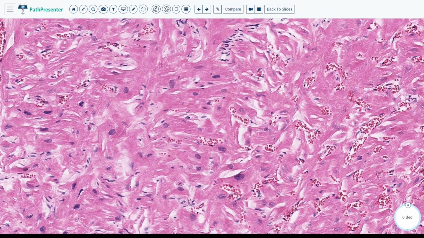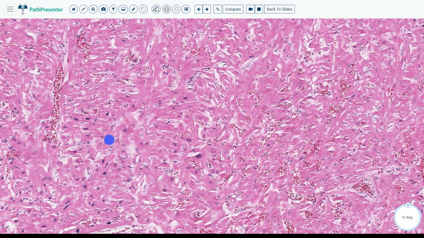At this power, you can see the individual cardiac myocytes are much larger. This can be hard to appreciate, but the distance from here to here is much wider than it should be. These cells also have larger nuclei than normal. You can see this nucleus here and here is much larger than it should be.